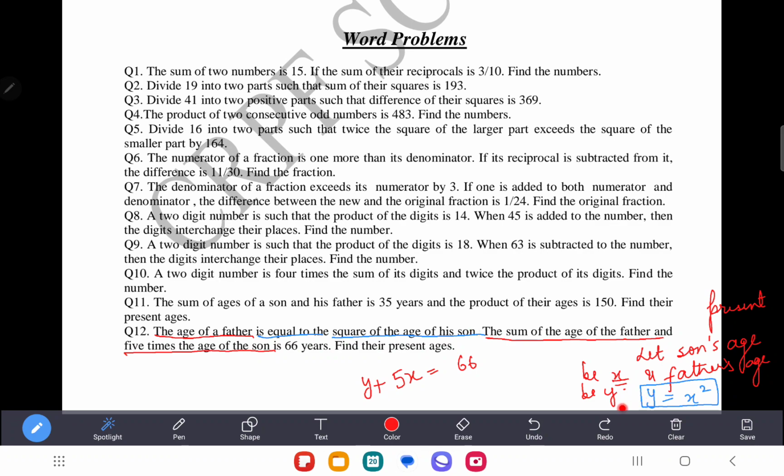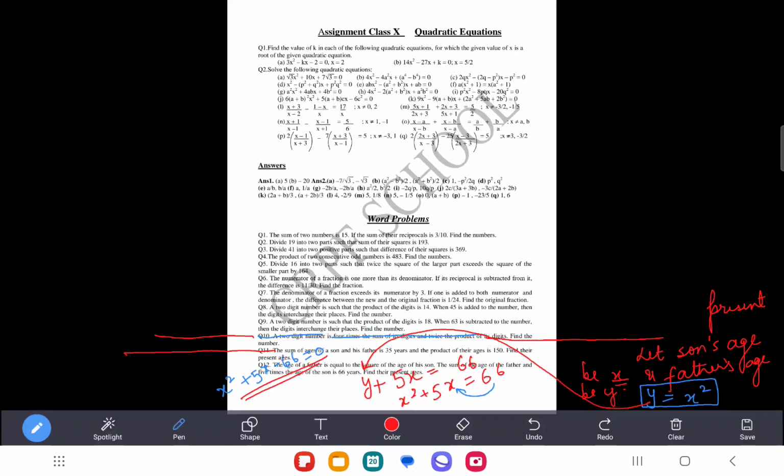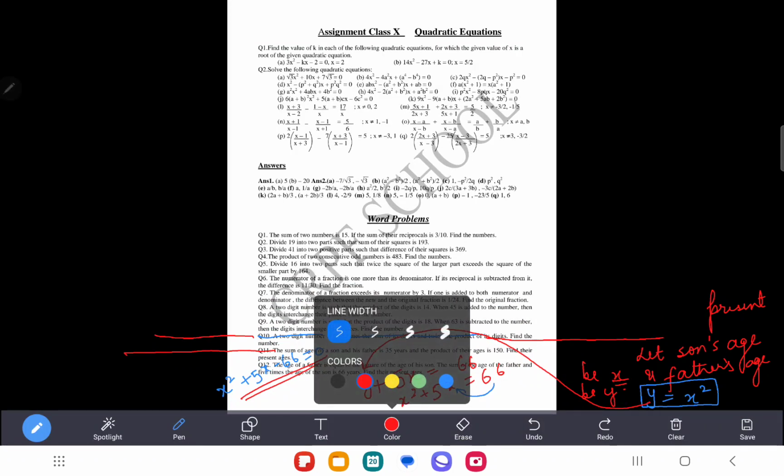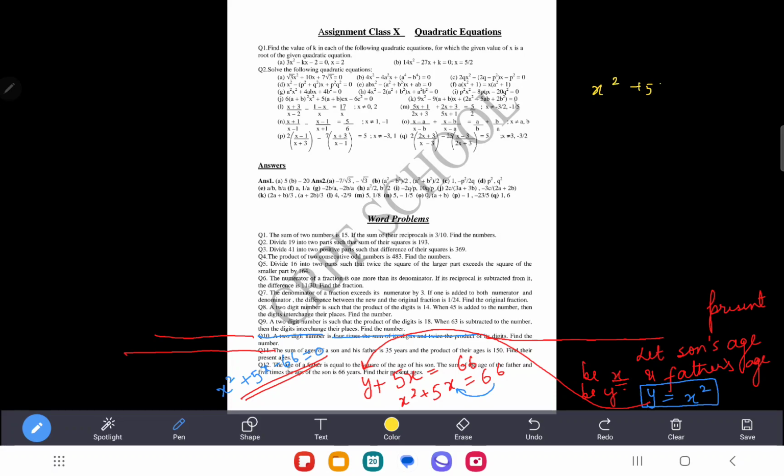So just put in the value of y right here. It is going to become x square plus 5x is 66. Then you bring down 66 here, and the quadratic equation that you get is x square plus 5x minus 66 equals 0. Understood or not? This is my quadratic equation.